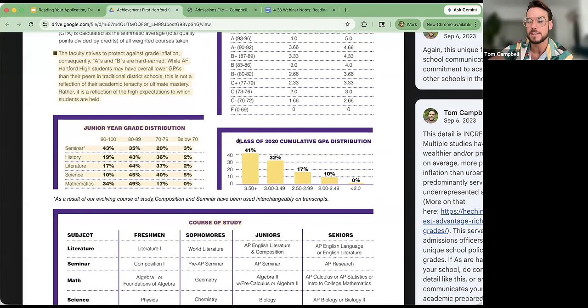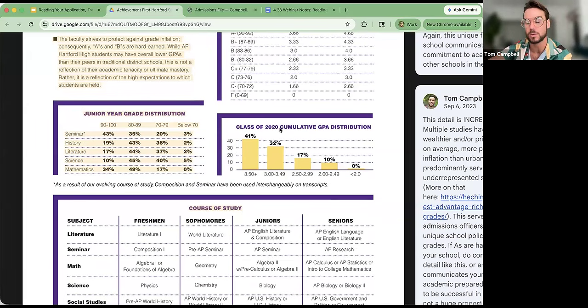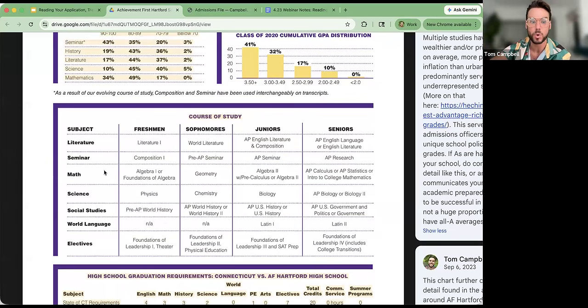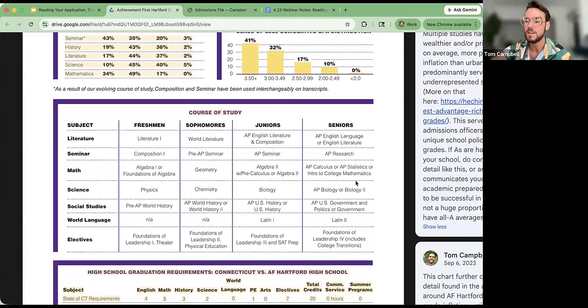This is also just a sense of how a lot of times high schools will provide some type of distribution chart to give the admission officer a sense of what high achievement looks like in this local context. They're also giving a breakdown of the course offerings here, right? So you see that they have pre-AP classes, you see the advanced placement offerings that they have in English literature and language, AP research, AP Calc, AP Bio, AP US history, AP World history. So you see very clearly from this course list what was available to the students.